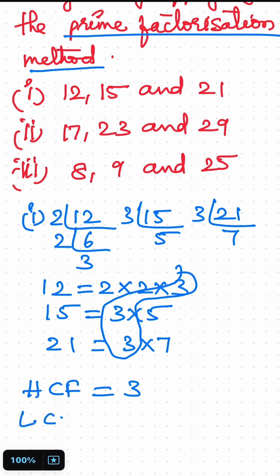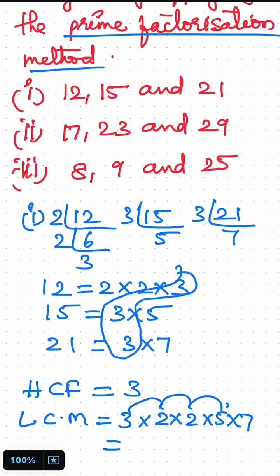What is the LCM? LCM equal to 3 one time, product of 2, 2, 5 and 7. Here 5 twos are 10, 10 twos are 20, 20 threes are 60, 60 sevens are 7 sixes are 42, 420 is the LCM. So LCM is 420, HCF is 3.